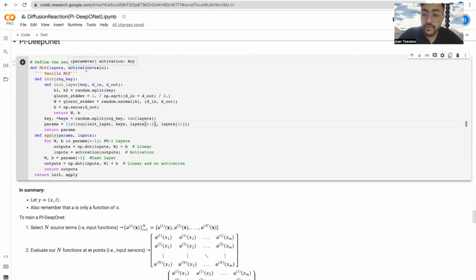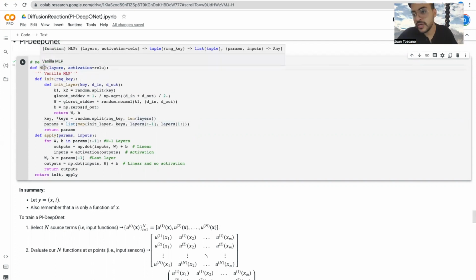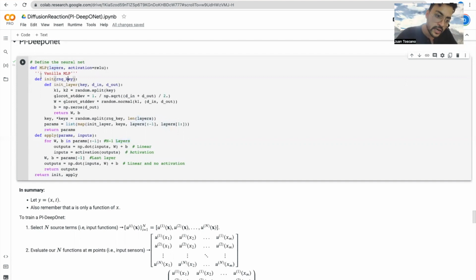Okay, so let's create a function to generate our neural networks, or branch and trunk neural networks. So you can see that this multi-layer perceptron takes the layers, which would be an array containing the structure of the neural network. We start by initializing them. So you can see that we use the Xavier initialization. We obtain the weights and the bias, and then we isolate the parameters.